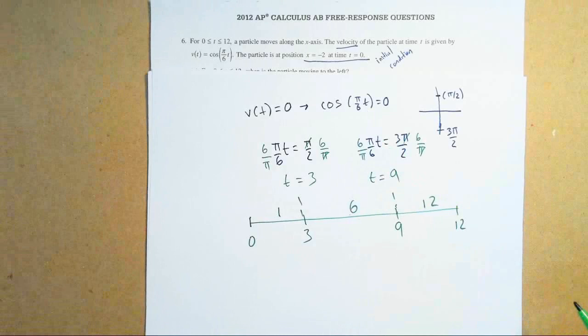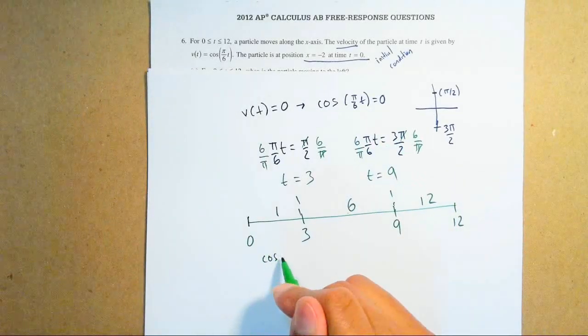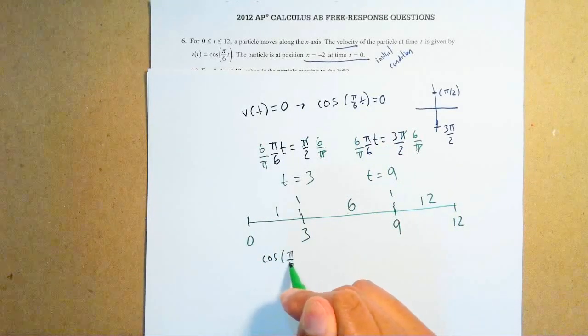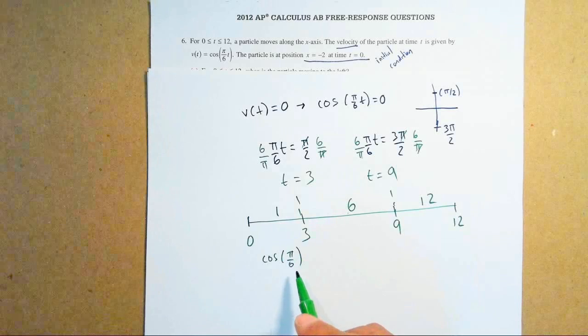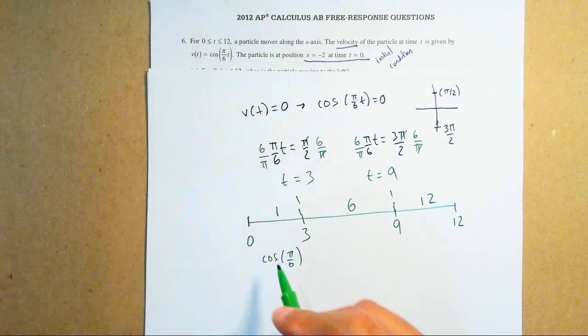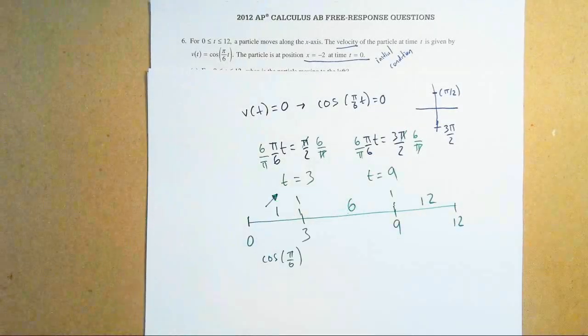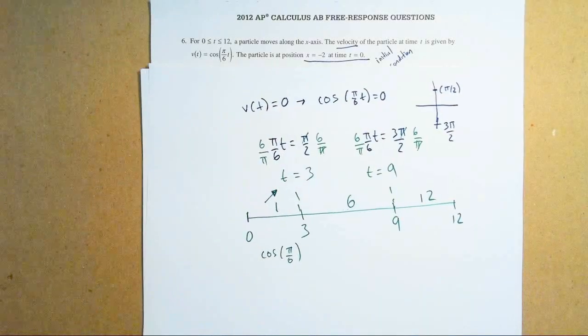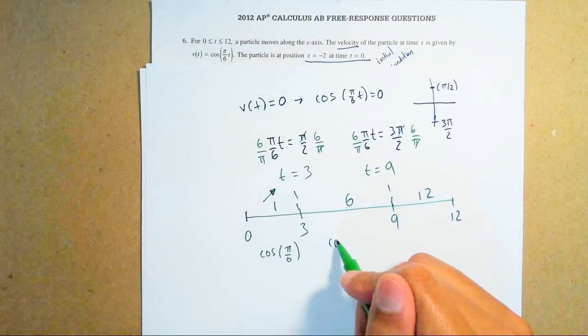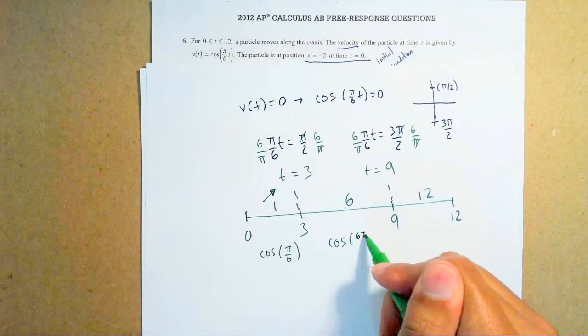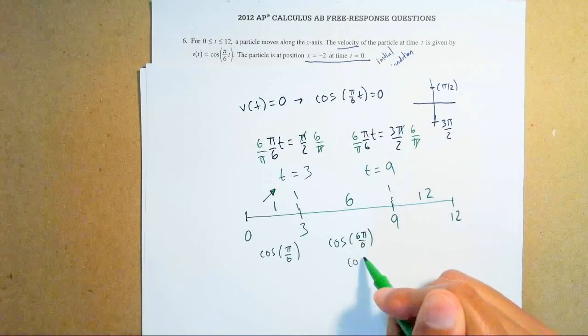So my first step is to plug in 1. That's going to be cosine of pi over 6. Remember, cosine of pi over 6 is in the first quadrant, which is positive, which means this function is increasing. Then my next step is to plug in 6. When I plug in 6, I get cosine of 6 pi over 6, which is the same thing as cosine of pi.